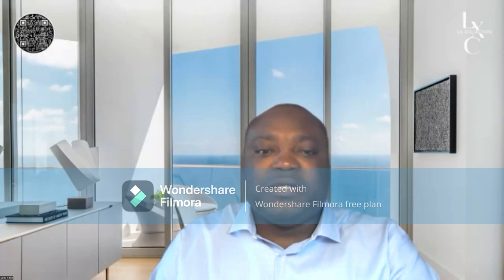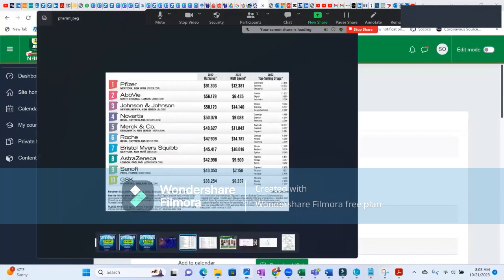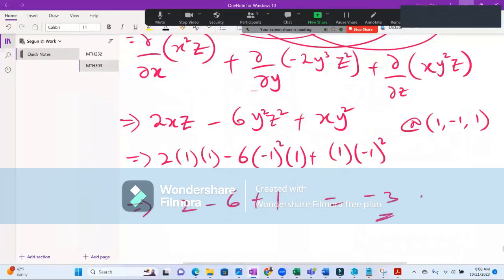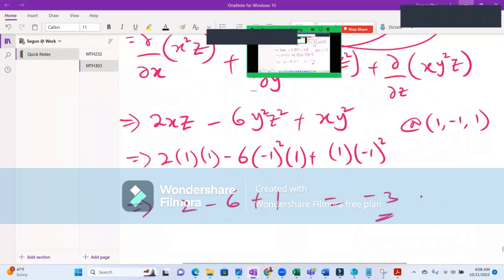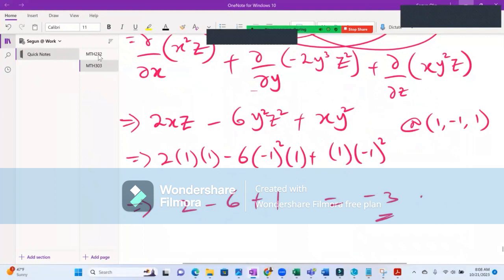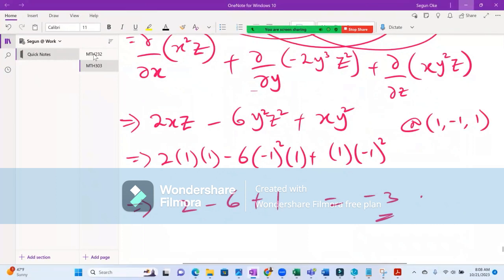So, share my screen, then we zoom to that place. Can you see my screen now? Can you see my screen? Yes, sir, we can see it, sir. Okay.